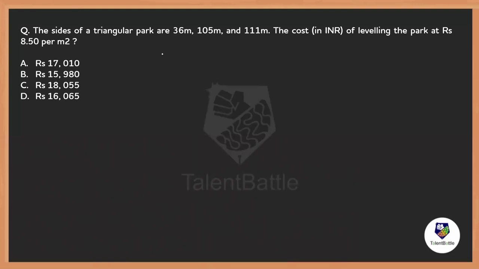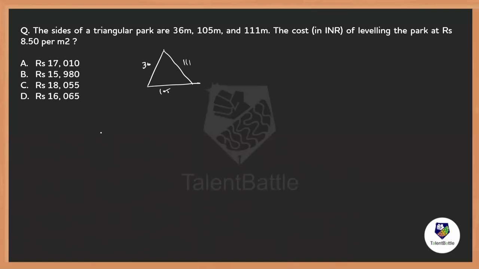Fine. Given the sides of a triangular park. It is not an equilateral triangle, definitely. All the sides are different: 36, 105, and 111. Now, how can I find the cost of leveling the park?